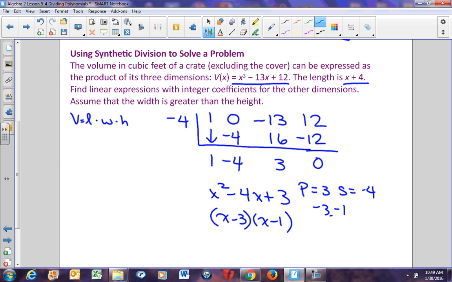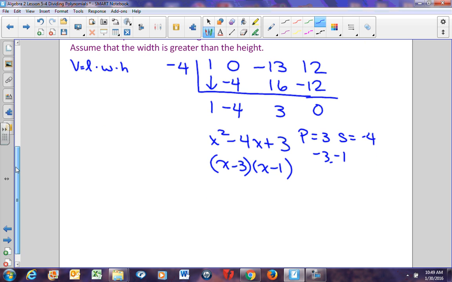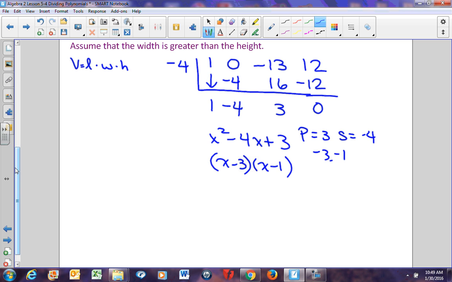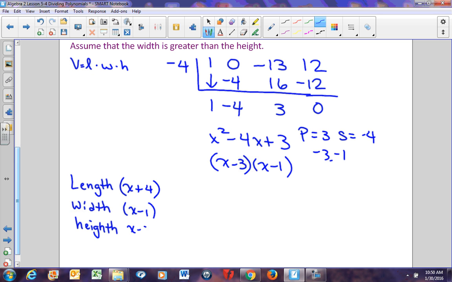Since it said assume the width is greater than the height, out of all these, since we already have the length, my length is x plus 4, because they already told me that. If my width is greater than my height, then my width has got to be x minus 1. And my height then has got to be x minus 3. Okay, so I have my length, my width, and my height.